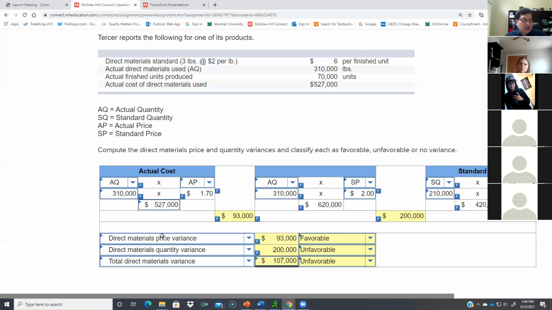So right here, we know that the actual price is 1.70, standard is 2. So we paid less than standard. So this will be a favorable variance. So that's the first part of it. 30 cents for every hour, or sorry, for every unit. 310,000 units times 30 cents gives you 93,000 favorable. So I can just check it like that. Same thing here. You were allowed 210,000. You used 310,000, so this is unfavorable, obviously, for 100,000 units at $2, 200,000.